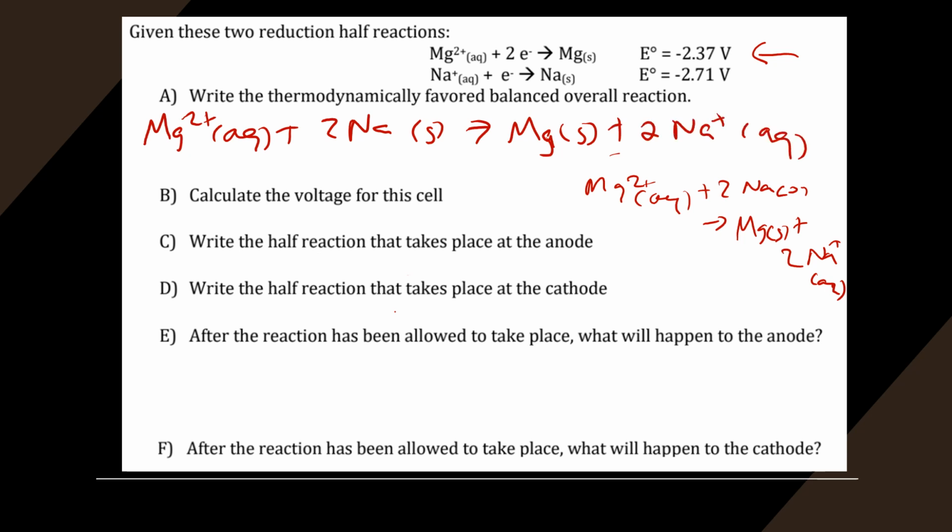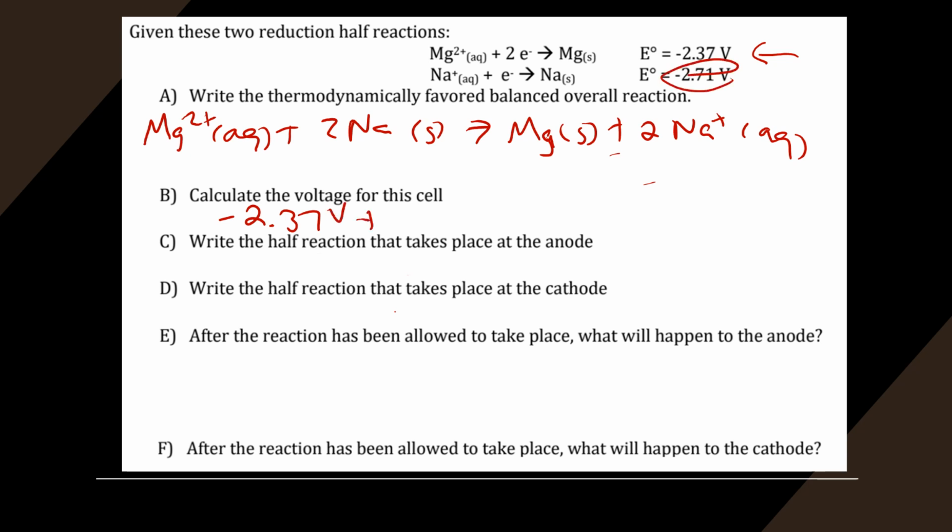Now I'm going to erase all of this. Calculate the voltage for this cell. So essentially you're going to add these, but be mindful. How do I get the overall voltage? I'm going to take negative 2.37 volts and add it to the opposite, because I flipped that one, so 2.71 volts. It's going to give me positive 0.34 volts for my answer.